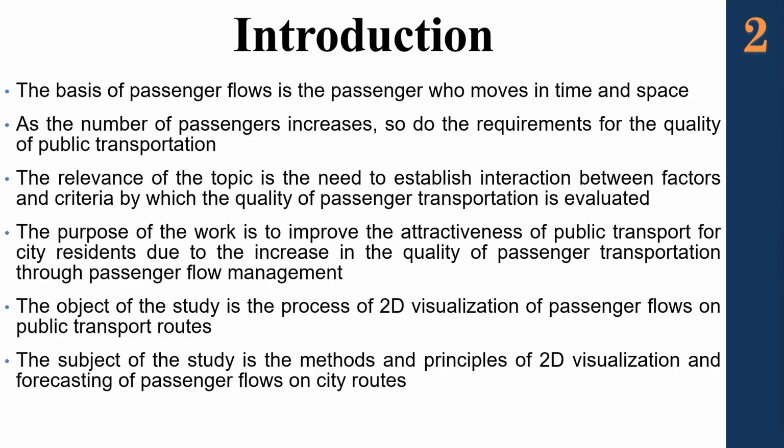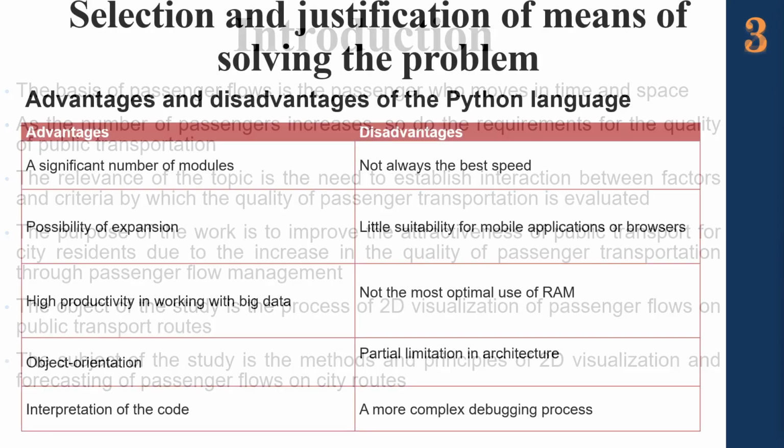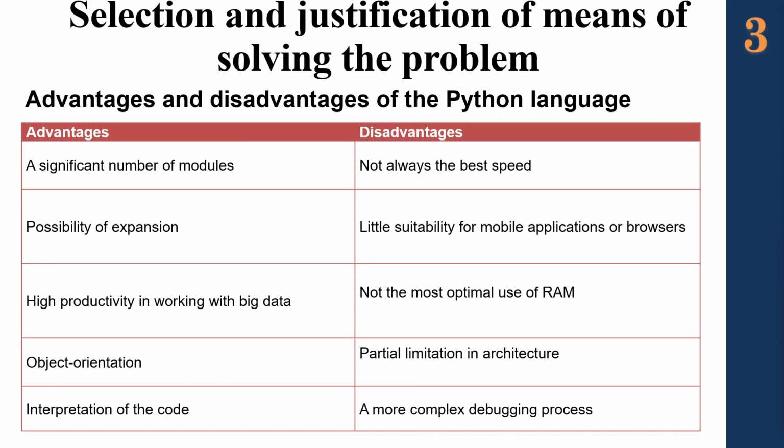The aim is improving the interactiveness of public transport for city residents through the increase of the quality of passenger transportation via passenger flow management. The object of the study is the process of 2D visualization of passenger flow on public transport routes. The subject of the study is the method and principles of 2D visualization and forecasting of passenger flows on city routes. The Python programming language was chosen as a tool for solving the given problem.